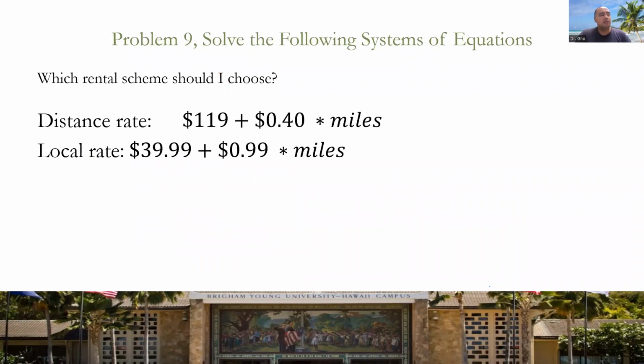This one relates to, I rented a U-Haul. After we bought our house, we had to take stuff out of a storage unit and bring it to the house that we purchased. And the U-Haul had 2 different rates. They had a distant rate and a local rate. The distant rate was a pretty big U-Haul. It was $119 plus 40 cents a mile, or the local rate of $40 plus $1 a mile, or $39.99 plus 99 cents a mile.